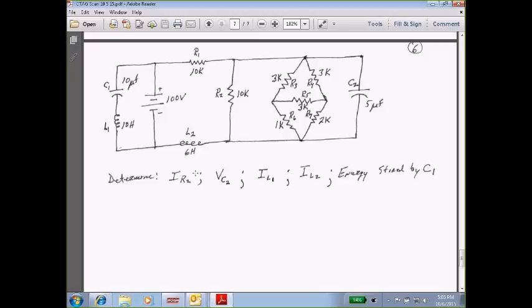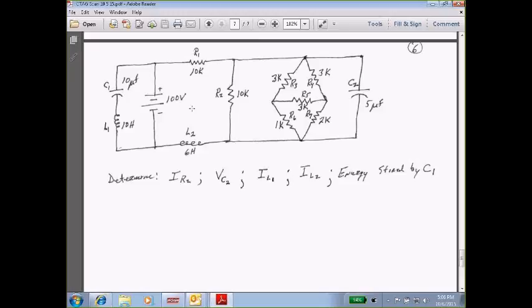Okay, we are looking for the current through R2, that's this 10K. The voltage across C2, that's the voltage way out here. The current through L1, that's the current over here. And the current through L2, that's right here. And the energy stored by C1, which is over here.